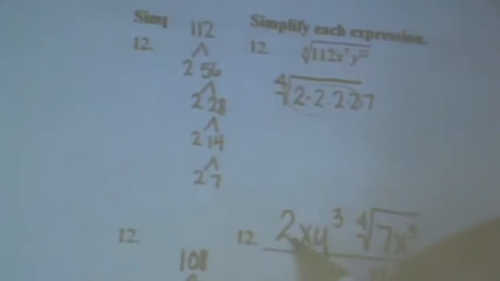Number 12. It's probably quicker if I just show you my key. You break 112 up into 2 times 56, because I see that it's even, and then 2 times 28, 2 times 14, and 2 times 7. Cool. We're looking for 4 of a kind, so I have 4 2s here. The same 2 comes out, but there's a leftover 7.